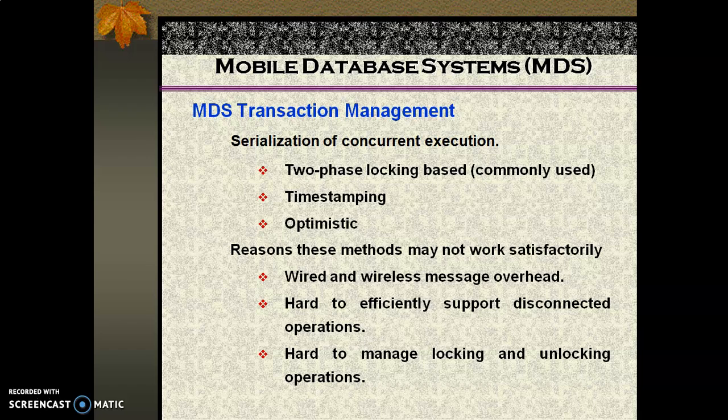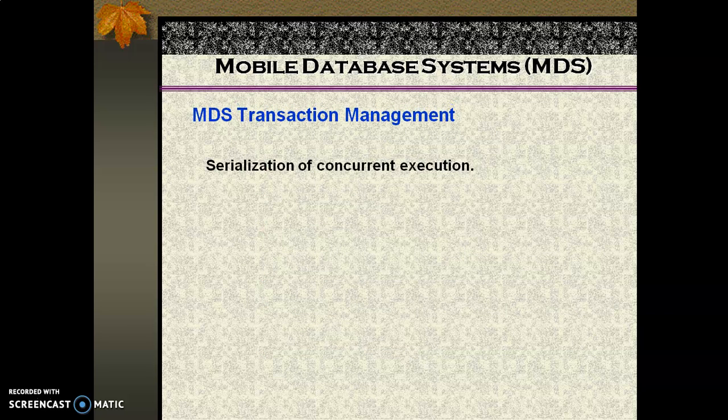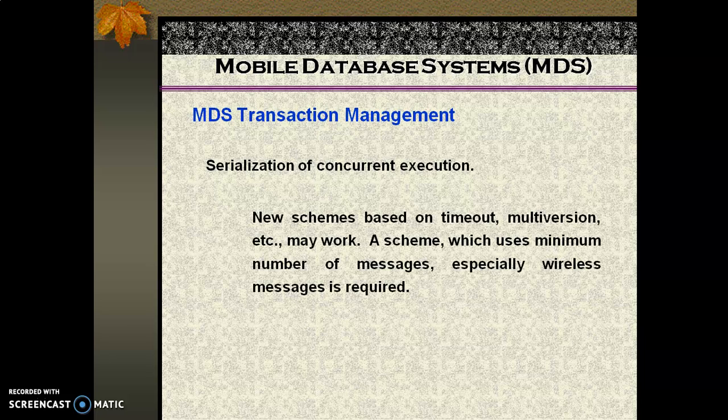Wired and wireless messages have severe overheads. They are hard to efficiently support disconnected operations. They are hard to manage locking and unlocking operations. Serialization of concurrent execution: new schemes based on timeout, multi-version, etc. may work. A scheme which uses a minimum number of messages, especially wireless messages, is required.